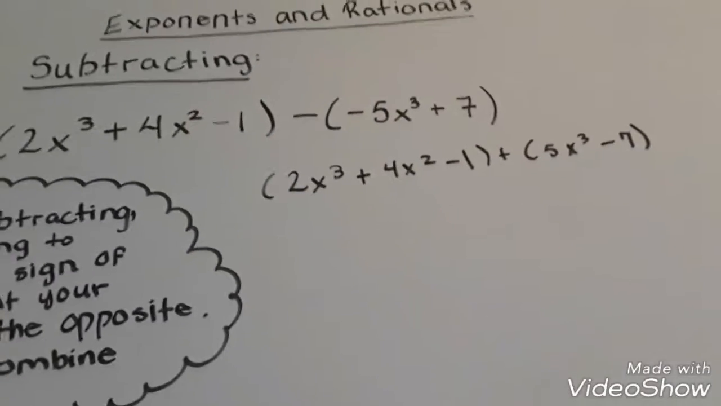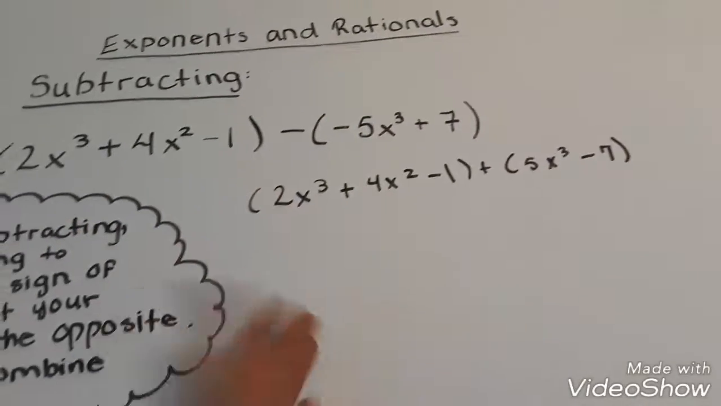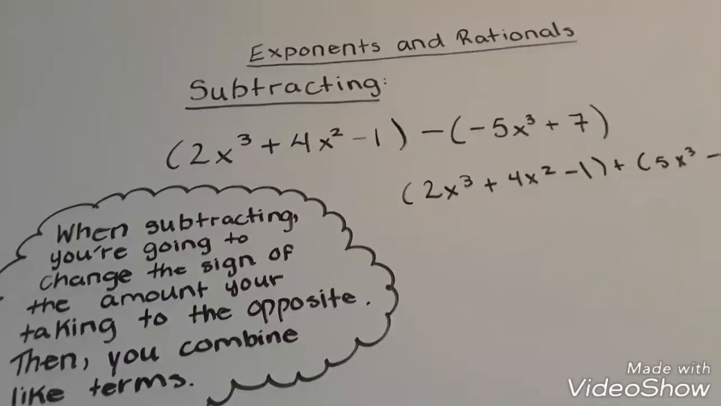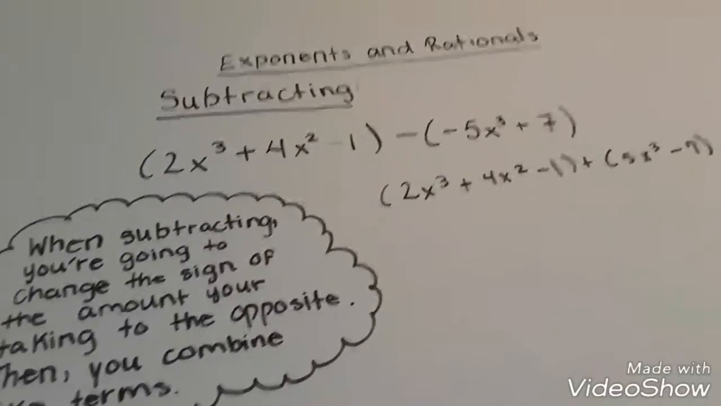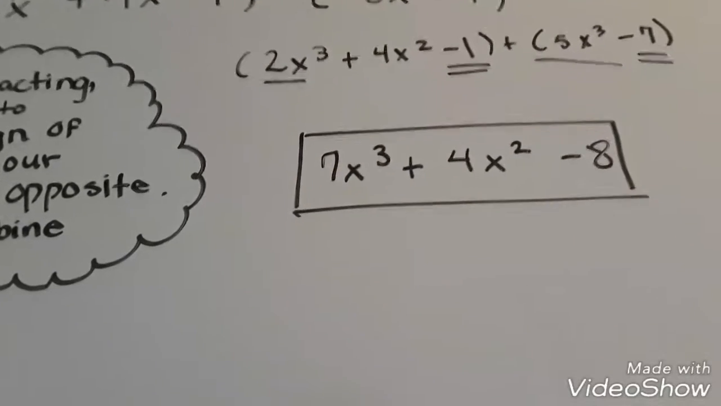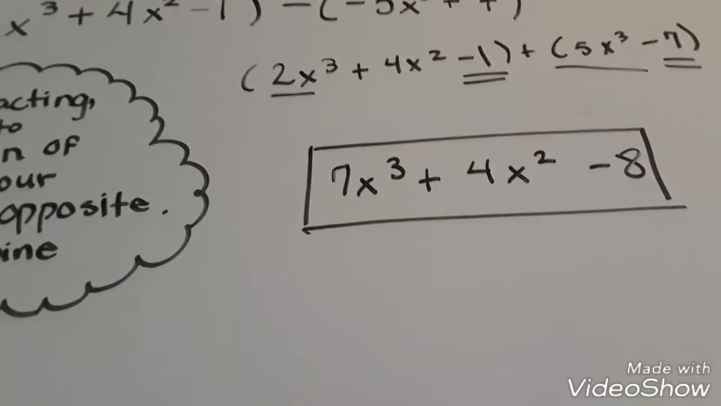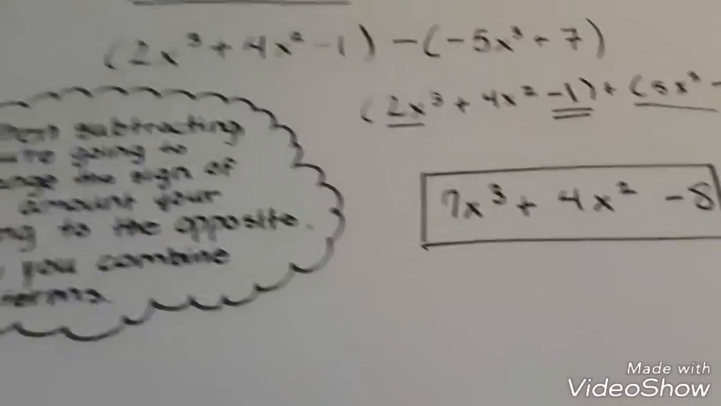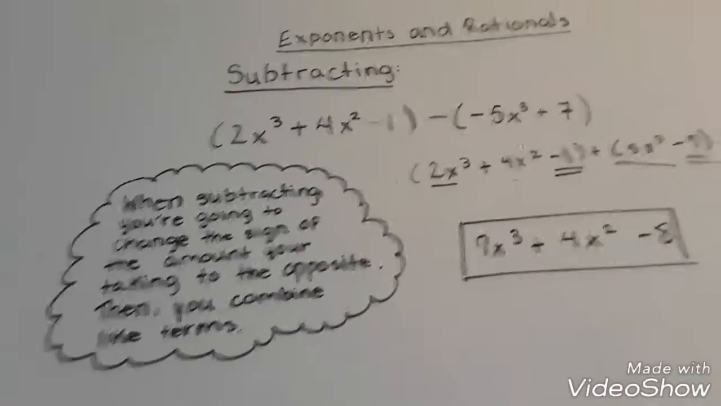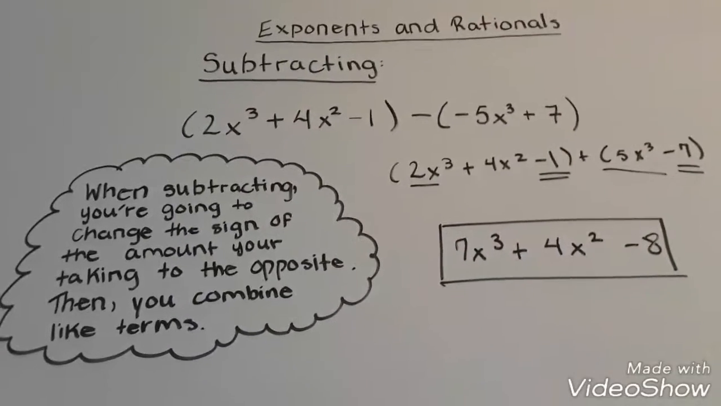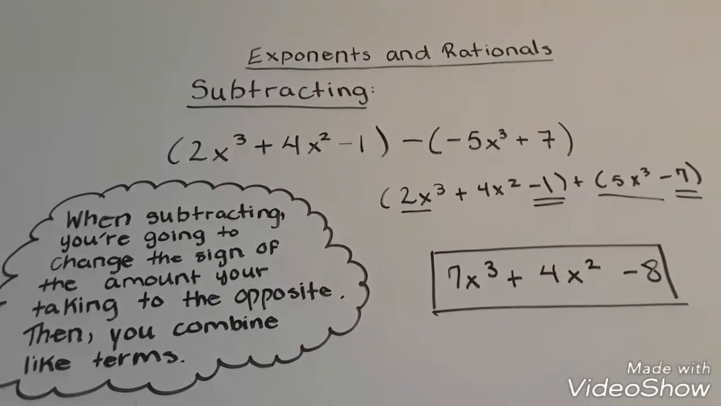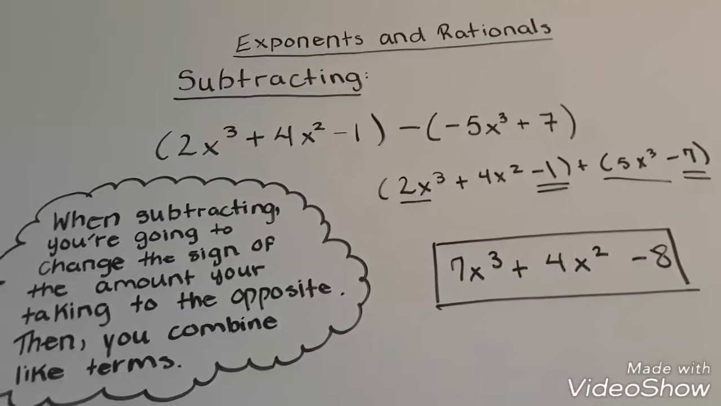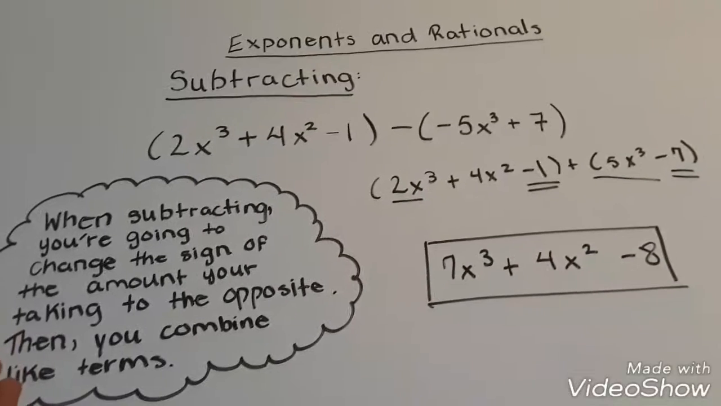After you do that, you're just going to combine the like terms. So your equation should be 7x to the third power plus 4x squared minus 8. So remember, when subtracting exponents, you're going to change the sign of the amount you're subtracting to the opposite in order to combine the like terms.